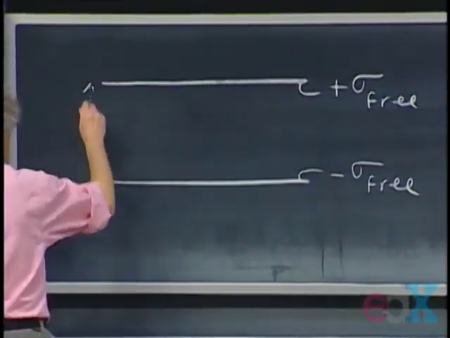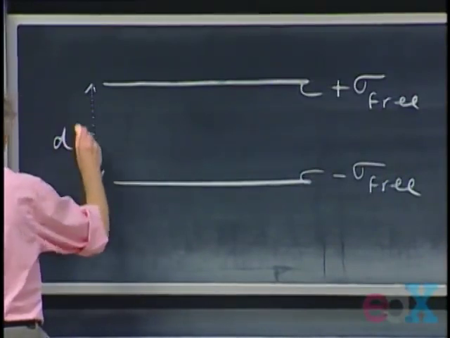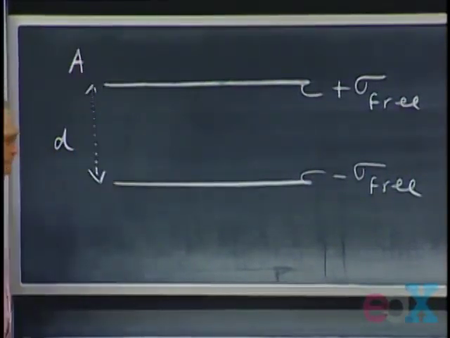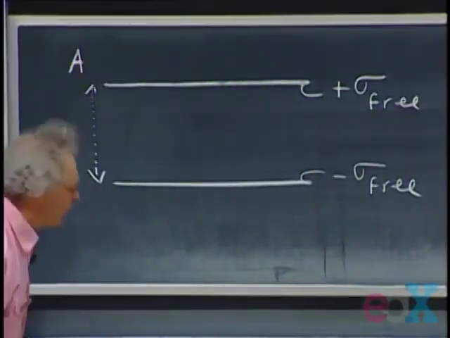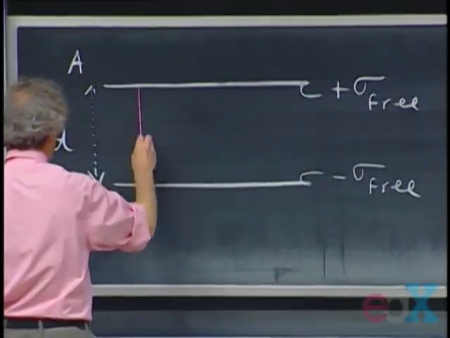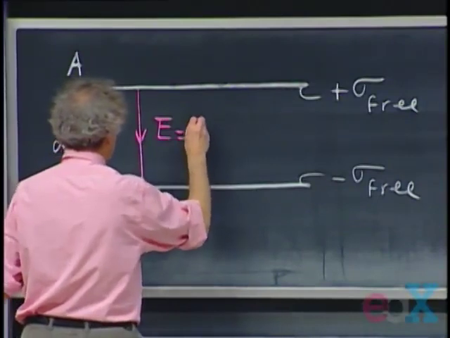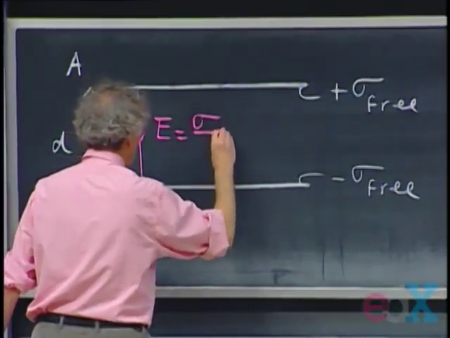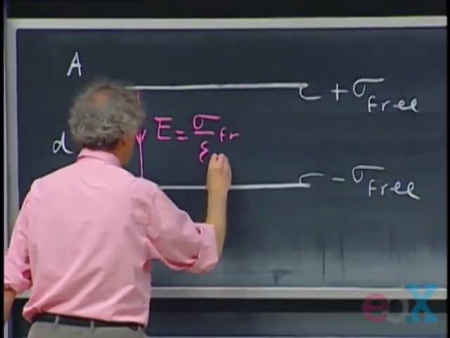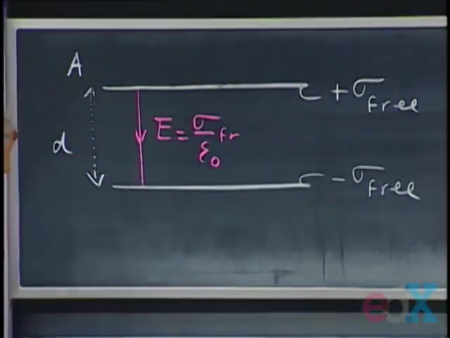Separation is d. Surface area is A. So at the beginning, it's going to be boring. We know that the electric field here is going in this direction, and that electric field is sigma free divided by epsilon 0. This free goes with the sigma.